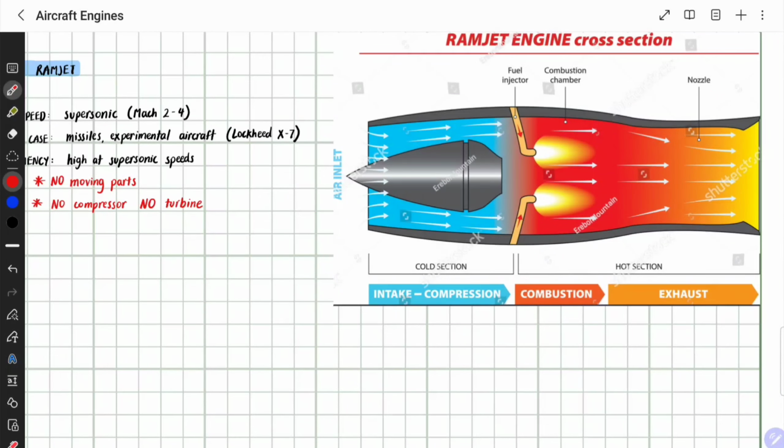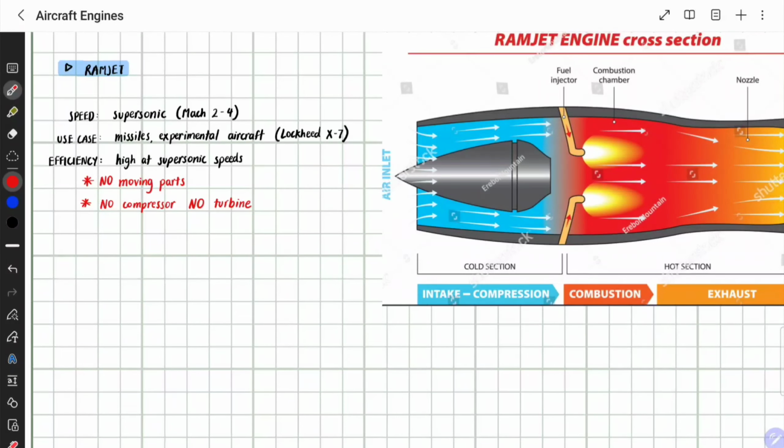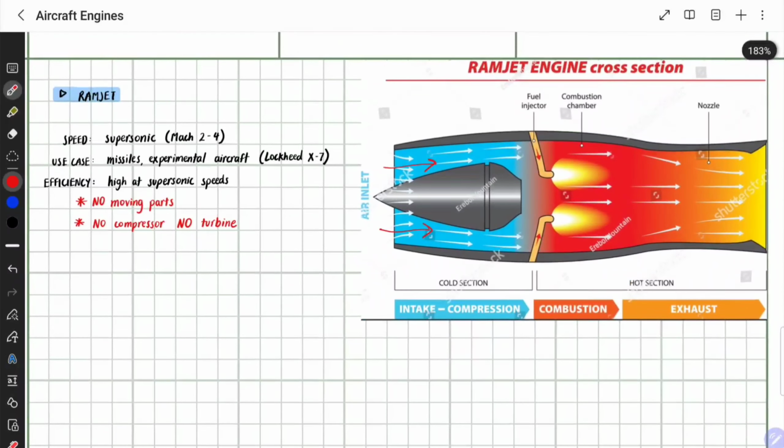Instead of using a compressor, the air is compressed by the aircraft's speed in and of itself as it slows down inside the inlet area to subsonic speeds. So following this logic, the ramjet, of course, doesn't work when the aircraft is stationary and is only efficient at high speeds.